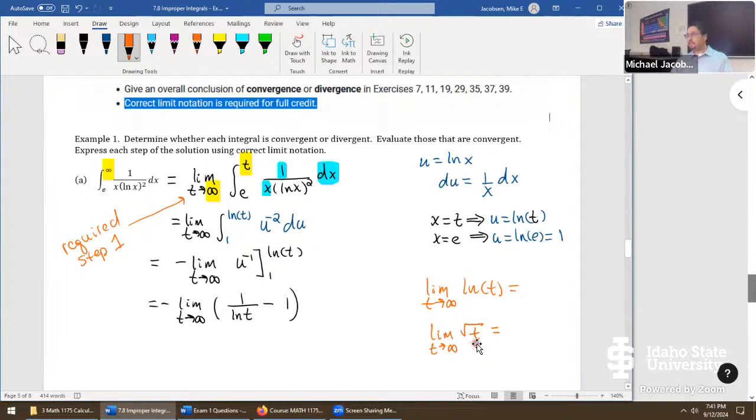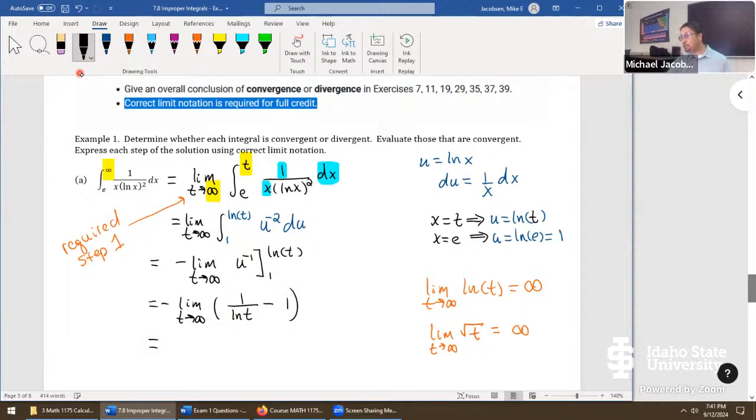It would go to infinity. The reason being the square root function is just an increasing function, it grows. But so does the natural logarithm. That's an increasing function, it grows without bound. So that goes to infinity. It then means if you take the reciprocal of something that's getting larger and larger and larger, well, this whole thing is going to 0 in the limit.